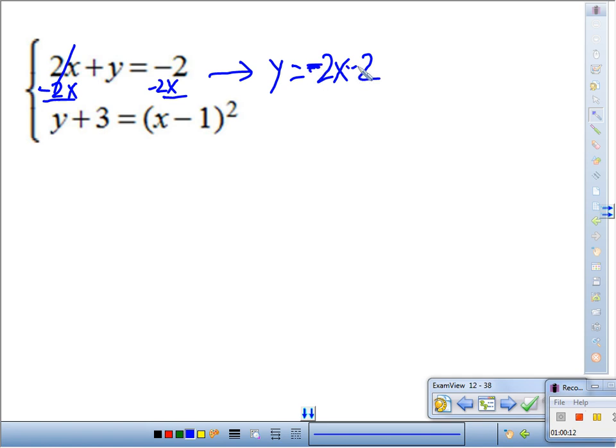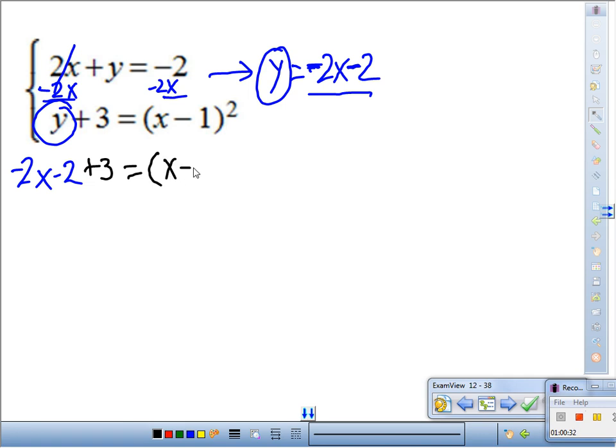All right? So, what does that tell us? That y is what? Negative 2x minus 2. So, in this second equation, what do I substitute in here? That is correct. Negative 2x minus 2. Bring everything else down, plus 3 equals 2, parentheses x minus 1 squared. Let's combine stuff. Negative 2x plus 1 equals 2.